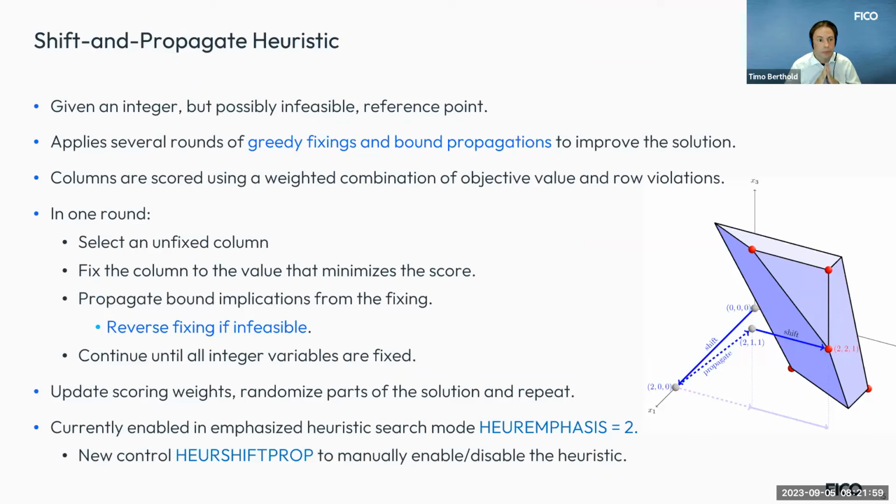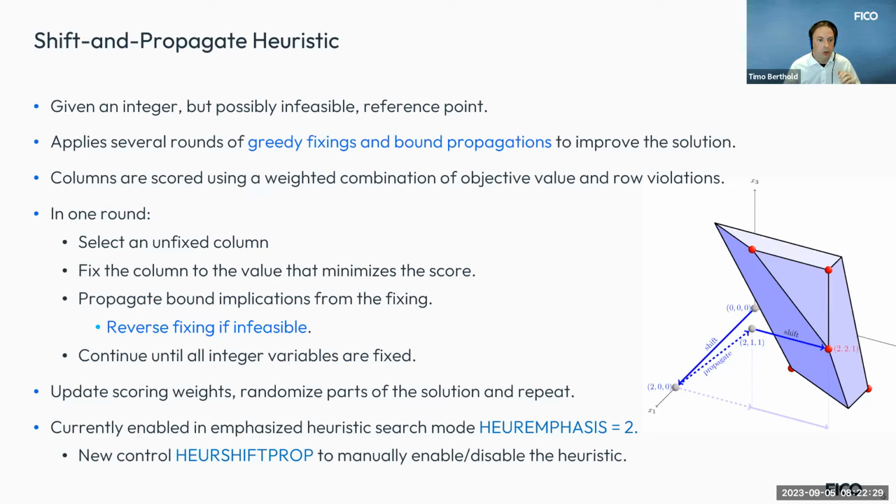Speaking of heuristics, there's one new heuristic that we implemented. It's called Shift&Propagate. It's a heuristic that doesn't solve any LP relaxations, but it just tries to set variables to values where it thinks they are kind of good, and then propagates the impact of these variable settings. So this is like several rounds of fixing and propagating and fixing and propagating and so on.